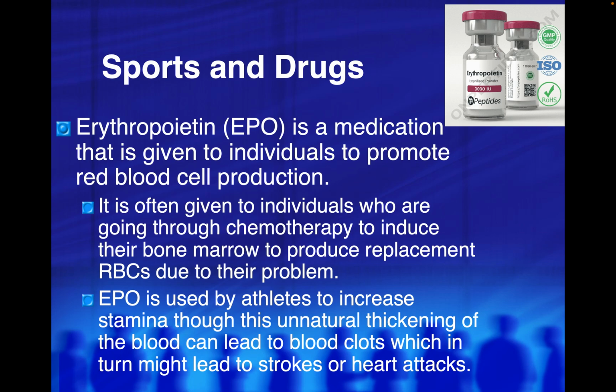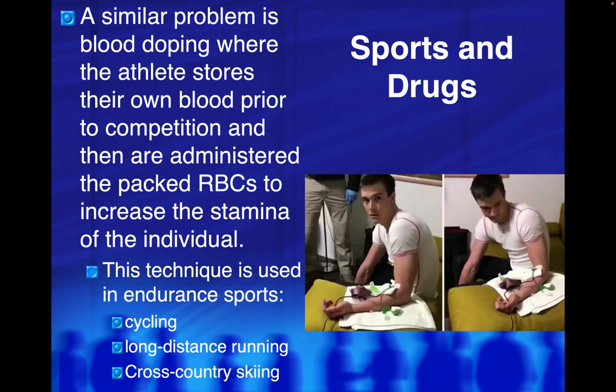EPO is used by athletes to increase stamina, though the unnatural thickening of the blood can lead to blood clots, which in turn might lead to strokes or heart attacks. A similar problem is blood doping, where the athlete stores their own blood prior to competition and then is administered the packed red blood cells to increase the stamina of the individual. This is done especially with cyclists because they need the stamina.